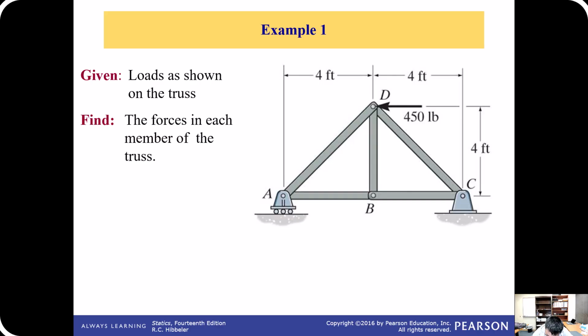If we look at joint B, it has 3 members. 2 of the members are collinear, and there is no support and no reaction or external force, which means this member is a zero force member. So FBD equals 0. Without doing any math or any equation, we can know FBD is 0.